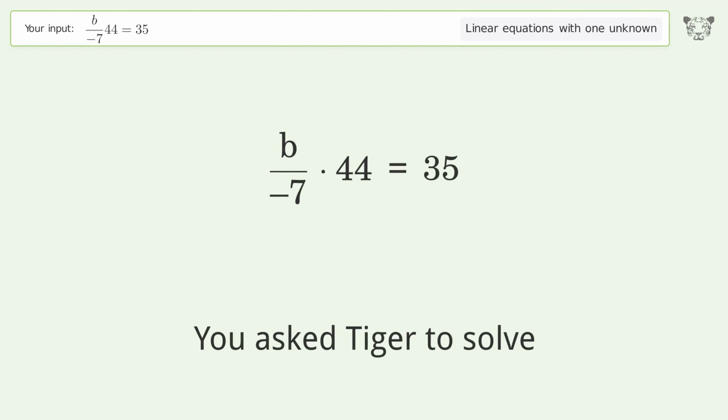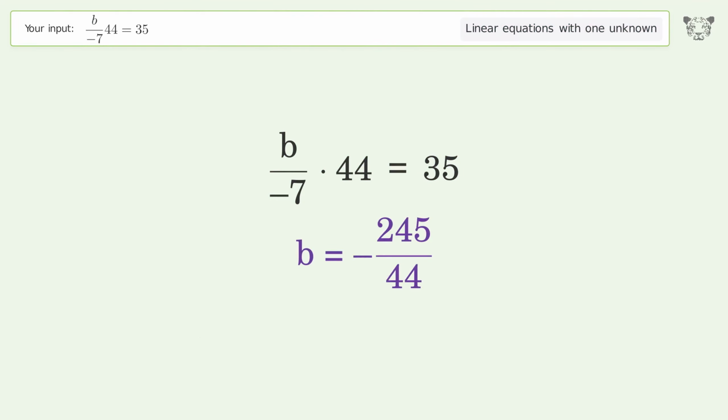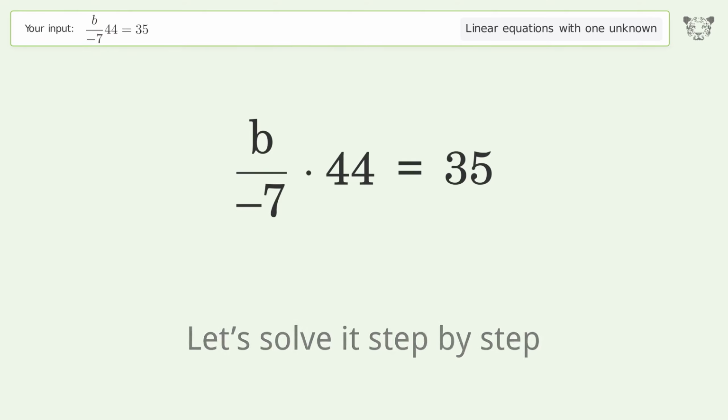You ask Tiger to solve this. This deals with linear equations with one unknown. The final result is b equals negative 245 over 44. Let's solve it step by step.